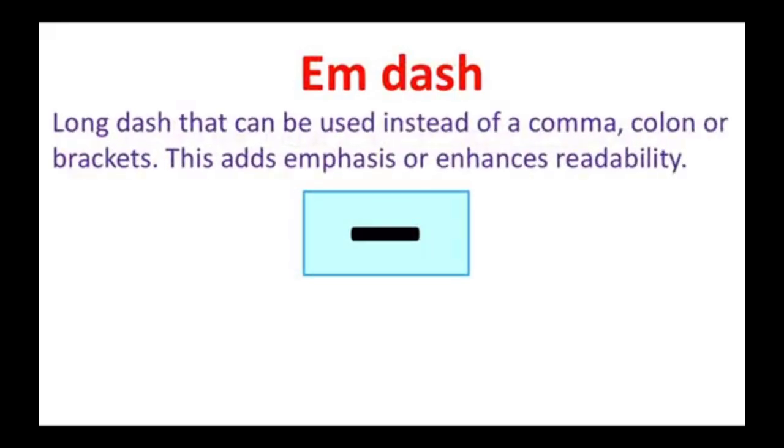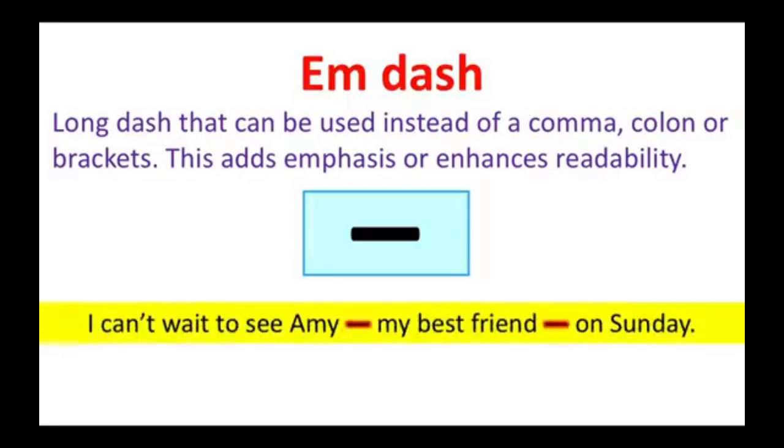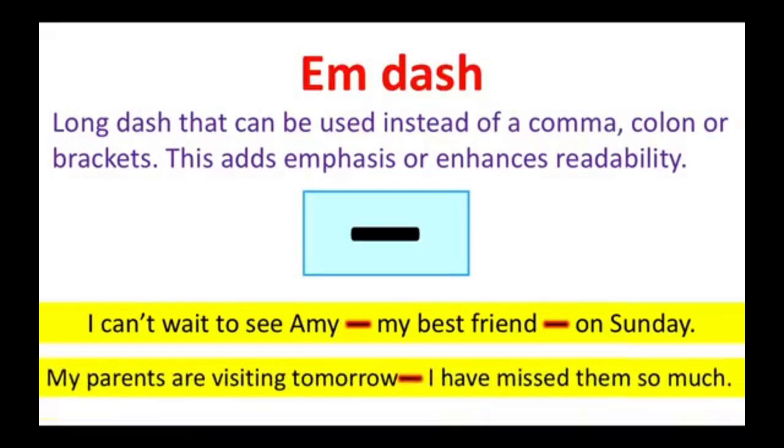Em dash. An em dash is a long dash that can be used instead of a comma, colon, or brackets. This adds emphasis or enhances readability. For example, I can't wait to see Amy—my best friend—on Sunday. My parents are visiting tomorrow—I have missed them so much.